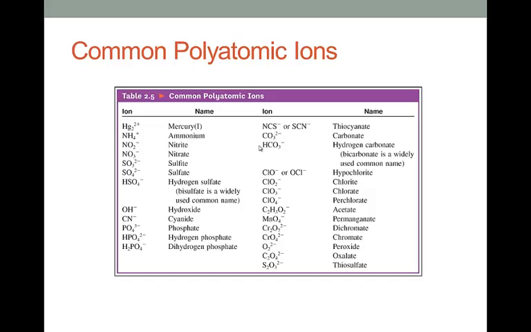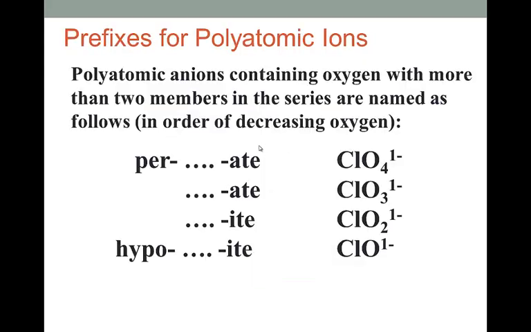Once again, memorize these. Some helpful conventions for polyatomic ions, especially the ones that contain oxygen, have the same element bonded to different numbers of oxygens. The one that has the most oxygens will be -ate normally. If it has one more than that common one, it's per-ate. So perchlorate is the ClO4 with the -1 charge. Chlorate would be the ClO3 with the -1.